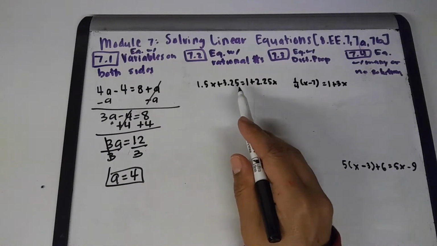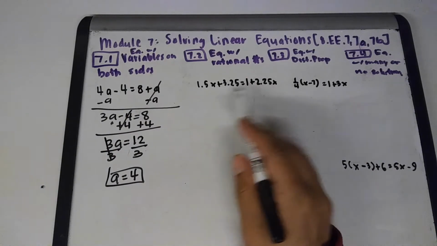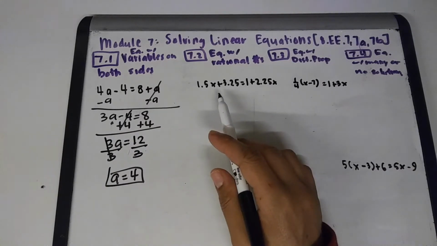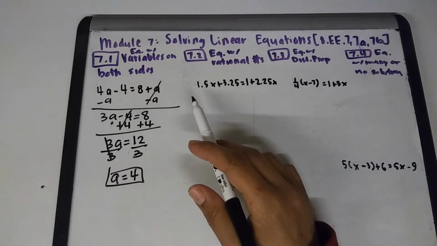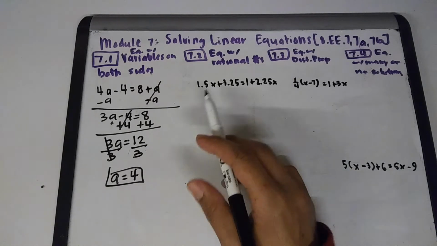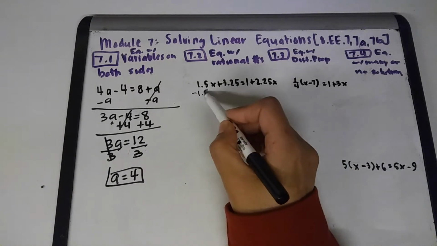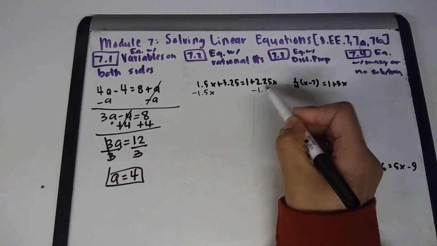7.2 is equations with rational numbers. So in this case, we have a decimal. Don't be afraid. It's the same thing. We have to move the variables on one side, constants on the other side. So I just have to isolate them. I'm going to move this one right here because that way I don't end up with a negative.